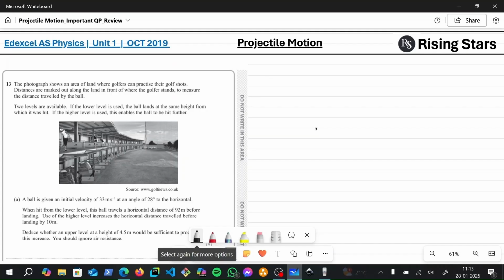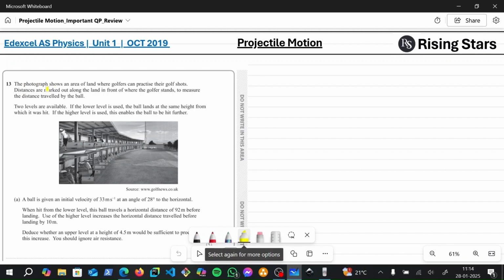Hello everyone, welcome to this session where we will dive into solving this classic projectile motion problem from the October 2019 paper, AS Physics Unit 1. Well, I'm calling this question a classic one because we don't see these types of questions often in the recent papers, at least. So there might be a good chance that a question like this might pop up in your upcoming exams. So let's see what the question has to offer.